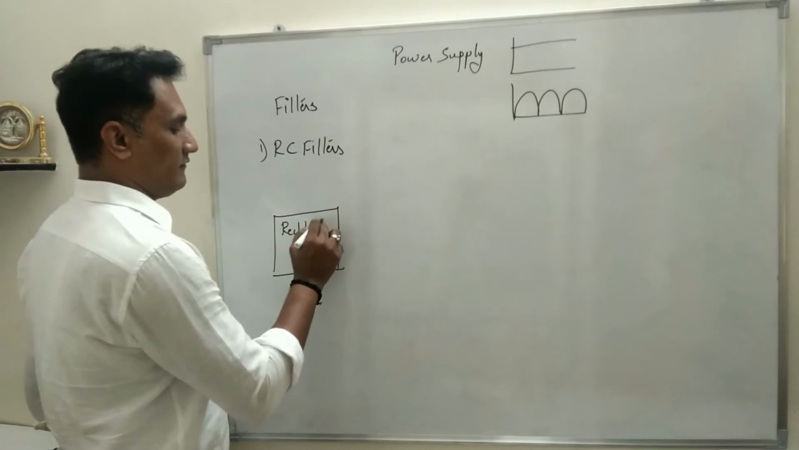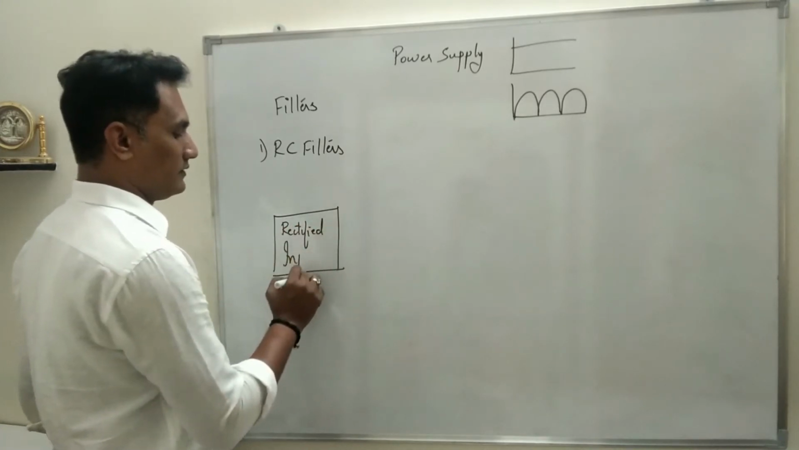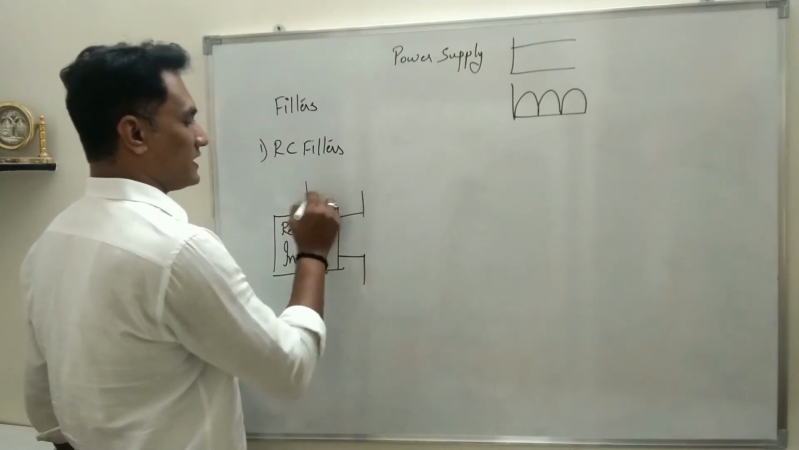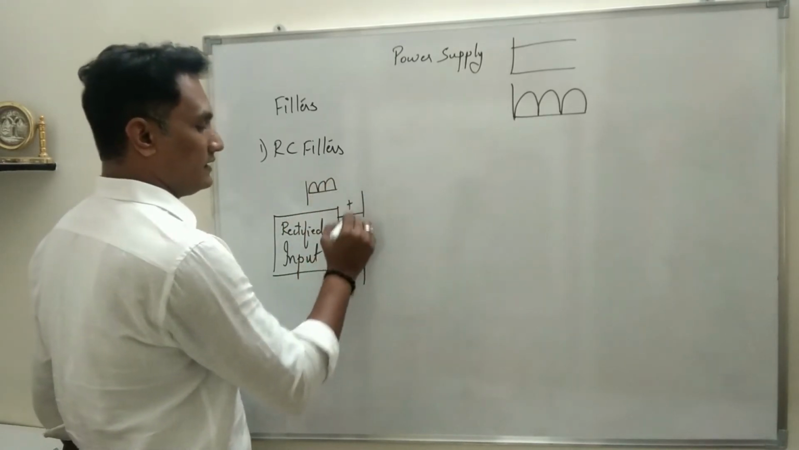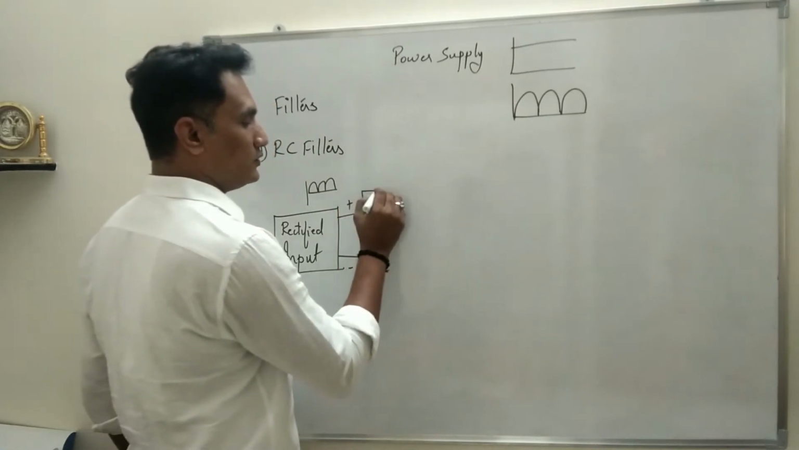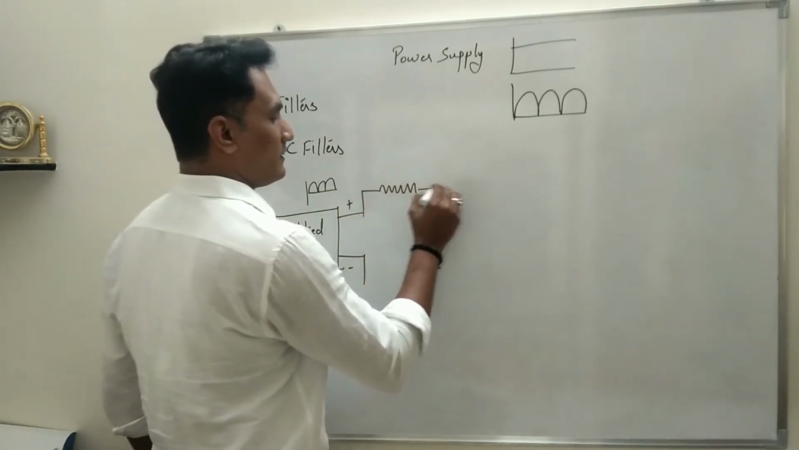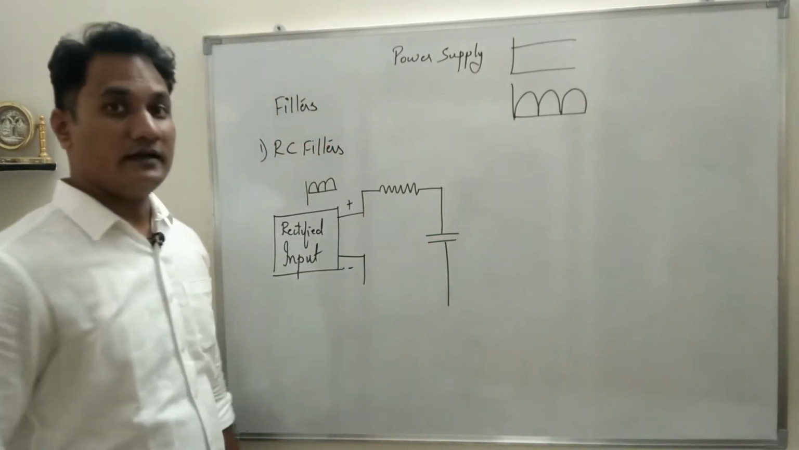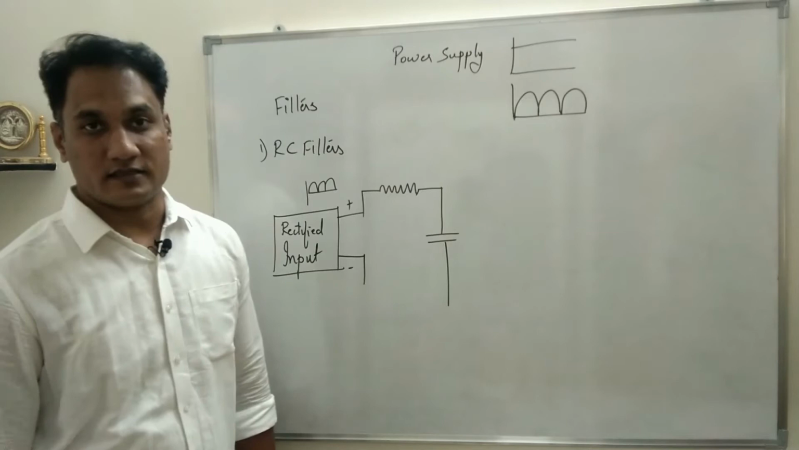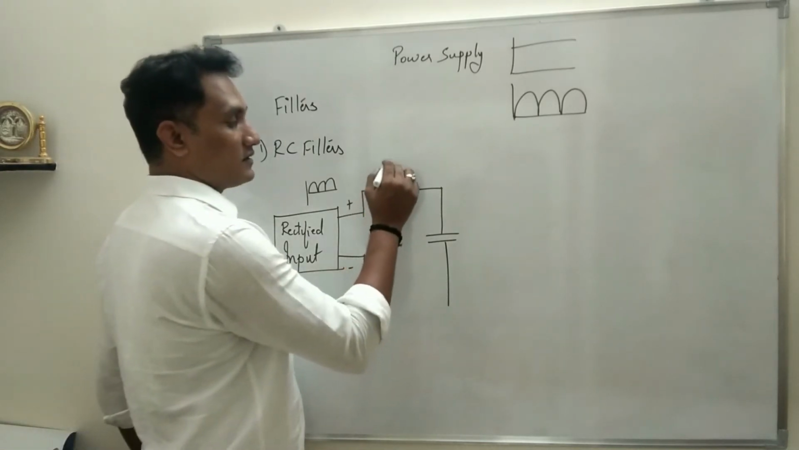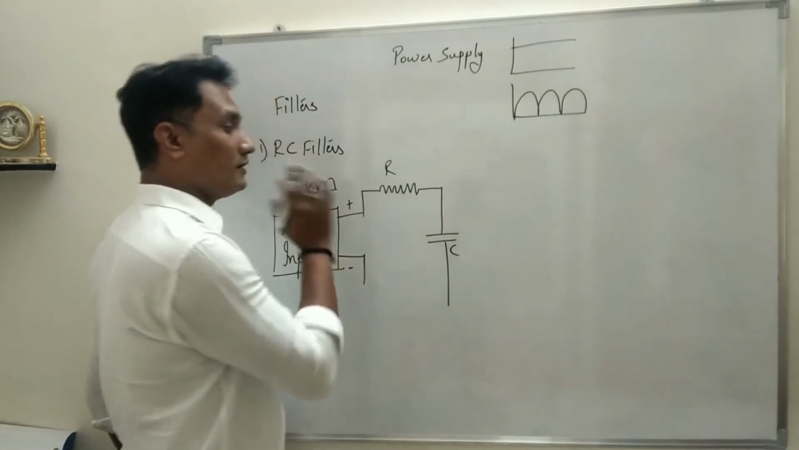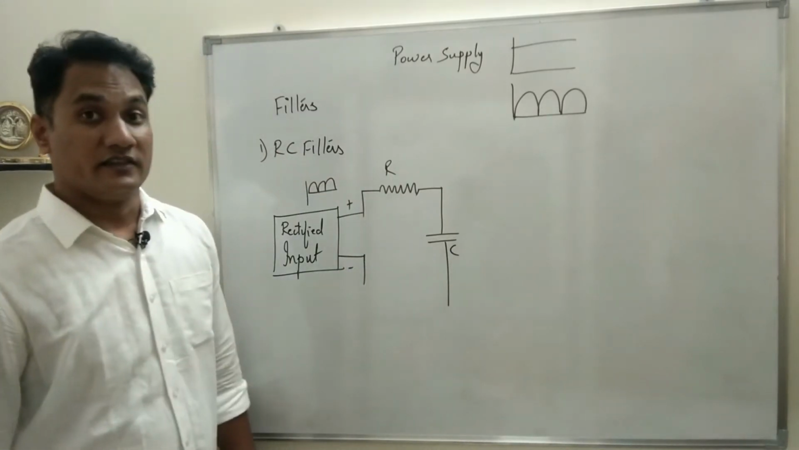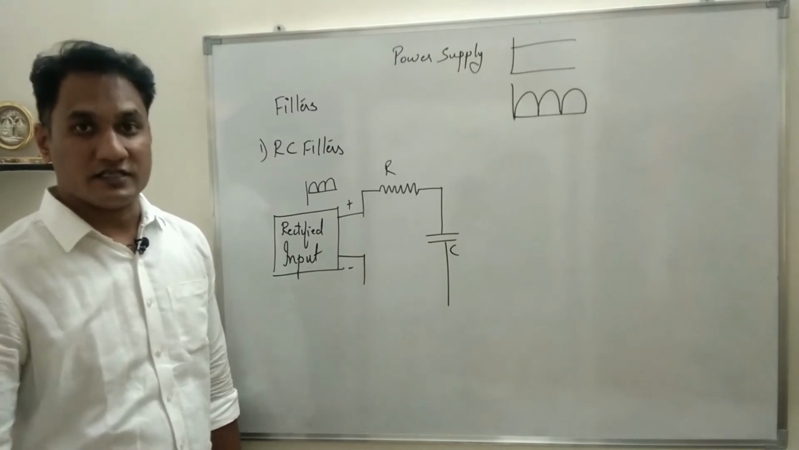A rectified input for the filter, which has both AC as well as DC component, and then you use a resistor and a capacitor. So instead of the inductor, we replace the inductor by a resistance. Now the resistance offered by a pure resistance is almost 10 times that of the resistance offered by the capacitor, which is the capacitive reactance.